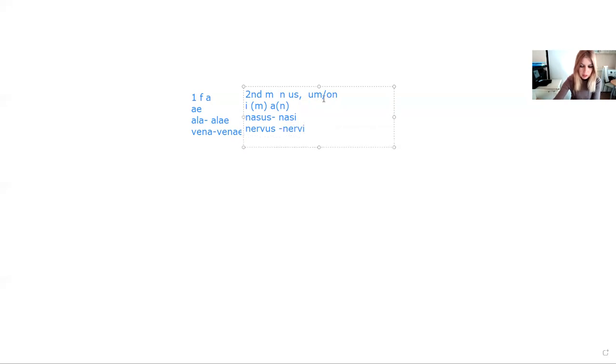And let's take some neuter gender. "Ligamentum" means ligament. Ending "um" means that it is a neuter gender. In plural form, in nominative plural, it will be "ligamenta". Ligamenta.